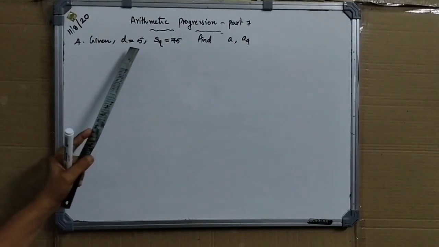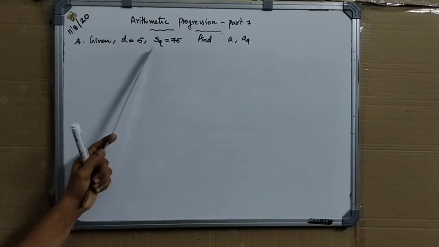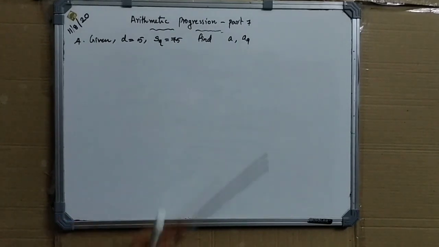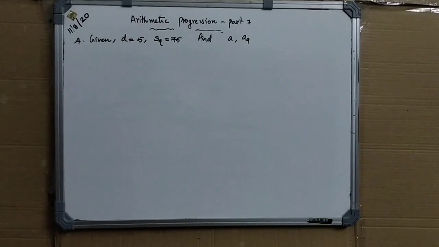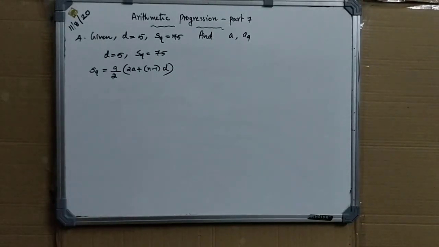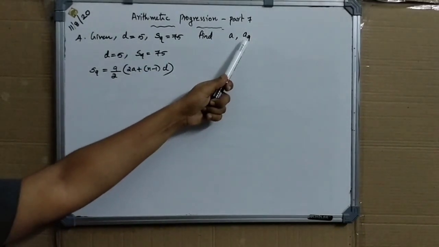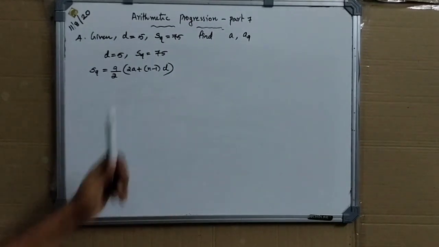Next, in an AP, given d equal to 5, that is common difference equal to 5, and S9 equal to 75. Find a, the first term, and the ninth term. Okay, so we have d equal to 5 and S9 equal to 75. So let us write S9 equal to n by 2 into (2a plus (n minus 1) into d). We cannot use a and a9 here, the first term and the last term, since both are unknown.